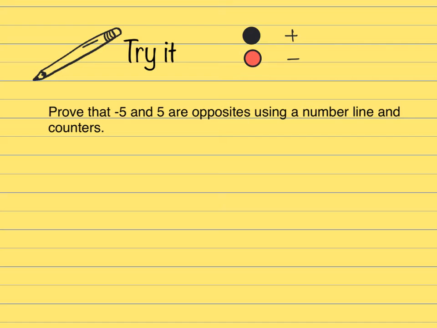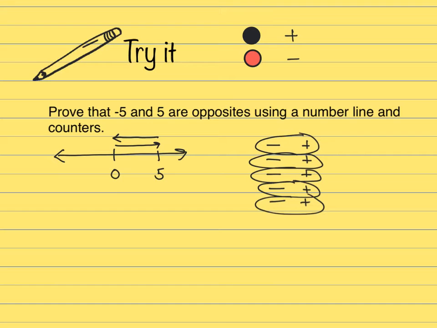All right, time for you to try it. Prove that negative 5 and 5 are opposites using a number line and counters. Pause the video and let's check together. All right, on a number line starting at 0, we move 5 units in a positive direction to 5. We're adding negative 5, so we move back in a negative direction 5 units, and our sum is 0. You can use a negative and a positive sign instead of drawing counters. So here are 5 negatives and 5 positives. Each are a 0 pair, so all together we have a sum of 0.